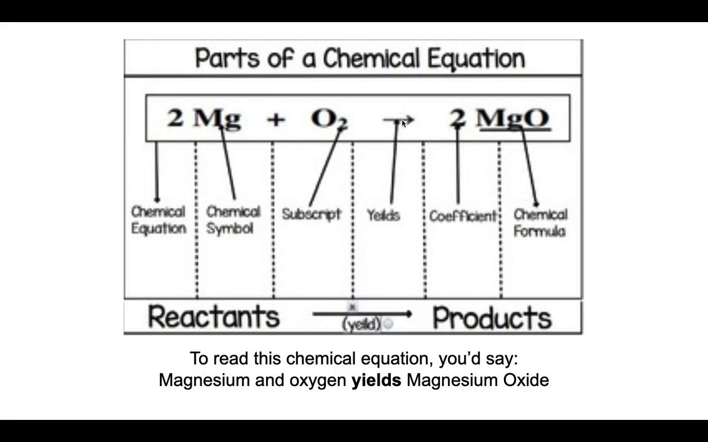So everything to the left of the arrow is a reactant. This is what we start with. So in this chemical equation, we start with magnesium, Mg, and we start with oxygen, O2.